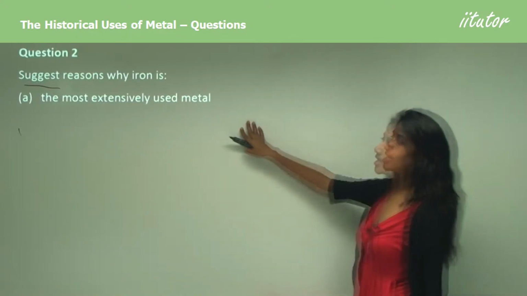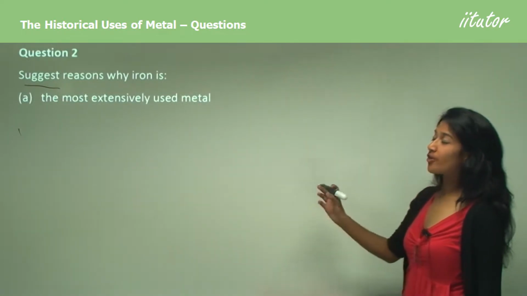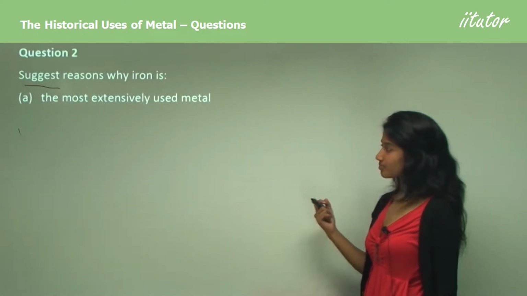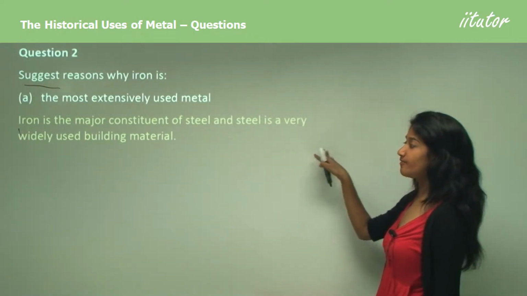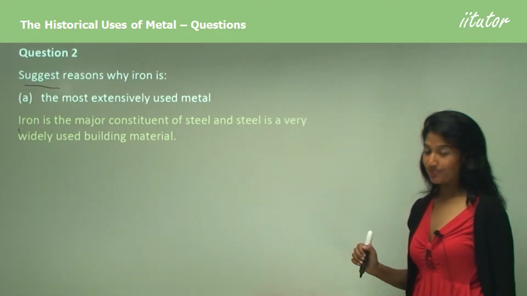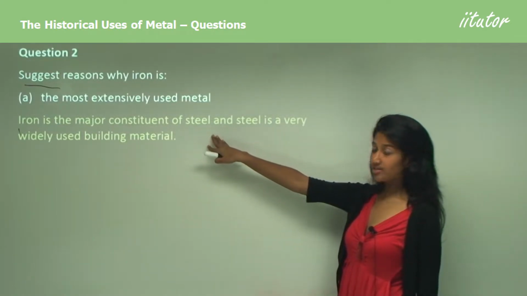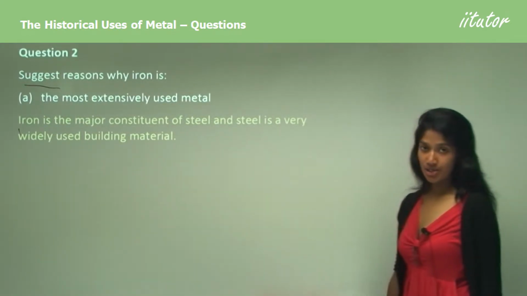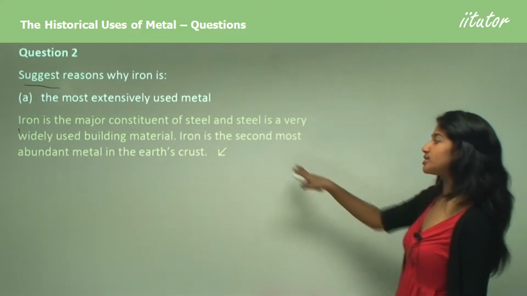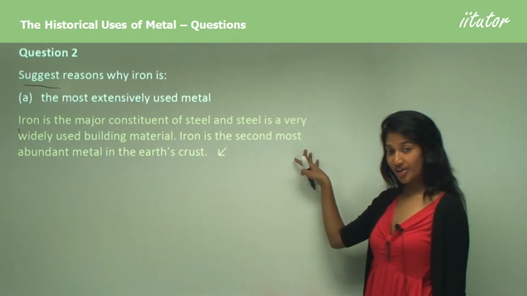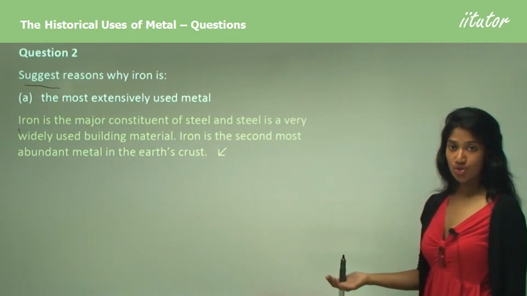With this question, it's asking for reasons why iron is used. So you will be focusing on the advantages of iron. Iron is a major constituent of steel. Steel is a very widely used building material. So that means that iron is used to make this alloy steel, and it is widely used. So iron is an extensively used metal. It is also because iron is the second most abundant metal in the Earth's crust. Because iron is found very easily, it is used more.